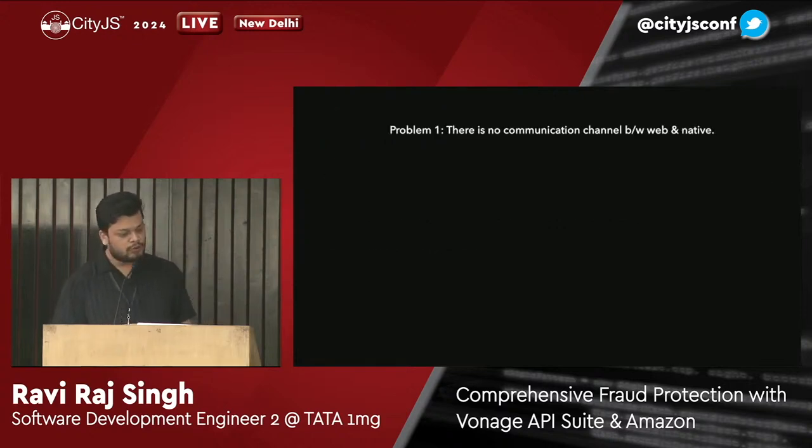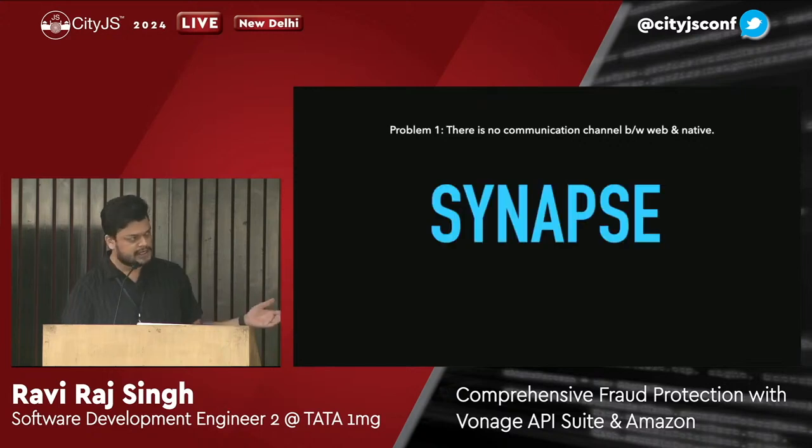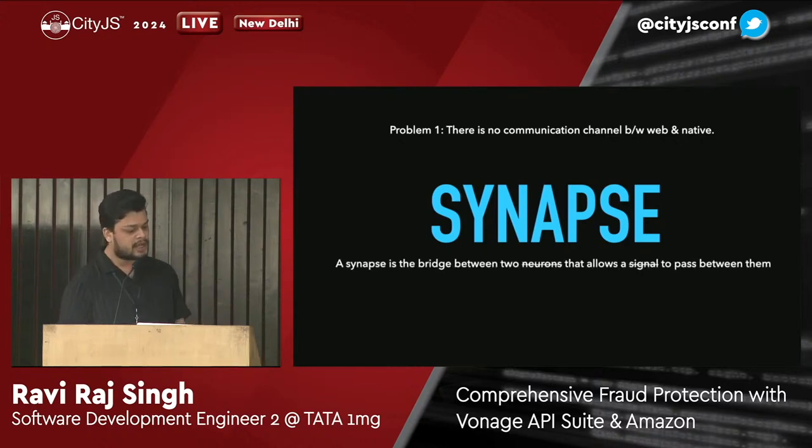So to solve problem one, we require a communication bridge between web and native, and we at 1MG have already built this bridge, which is named Synapse. Does anyone know what Synapse means? I also didn't know, so I searched about it. Synapse in biological terms means a bridge between two neurons which allows signals to pass through them. For us, the two neurons are the two platforms, web and native, and the signals are the events and data.